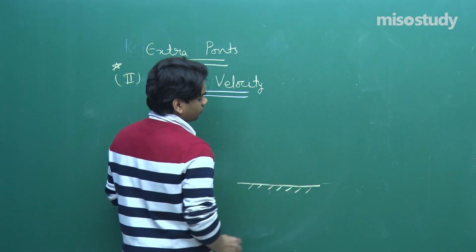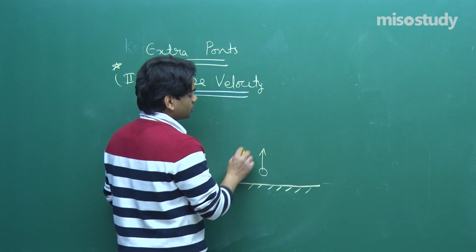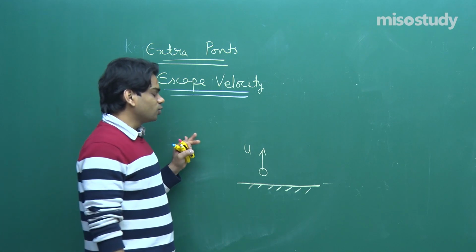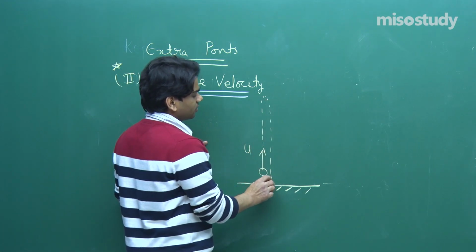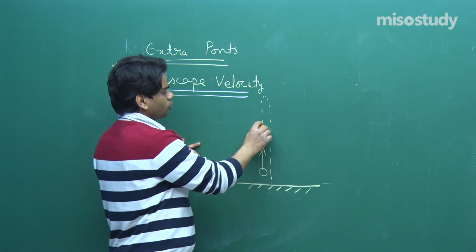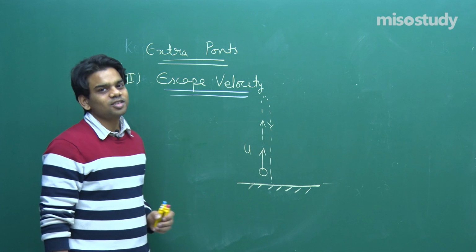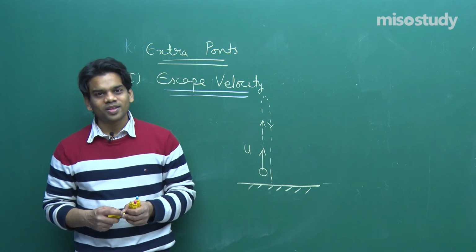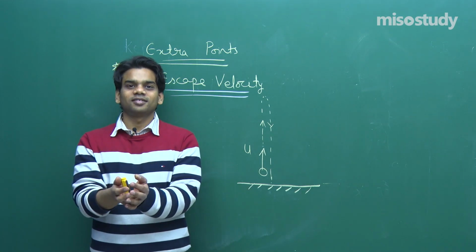Let us say this is Earth's surface, and I take an object and throw it with some speed u. What will it do? It will go up and then return back along the same straight line. This is the path of the object. I've shown a bit of distance between the two paths, but they lie along the same straight line.